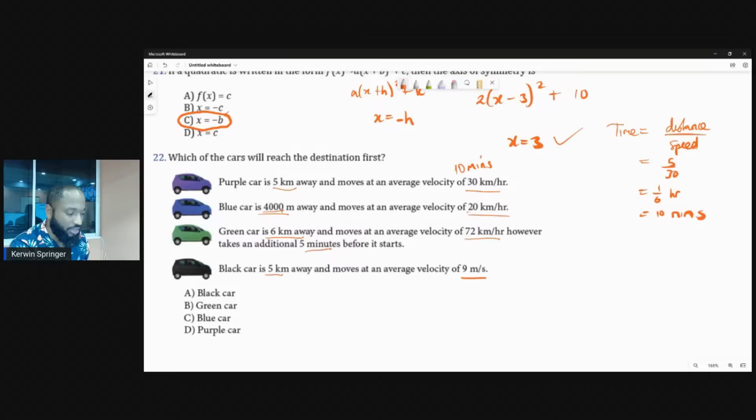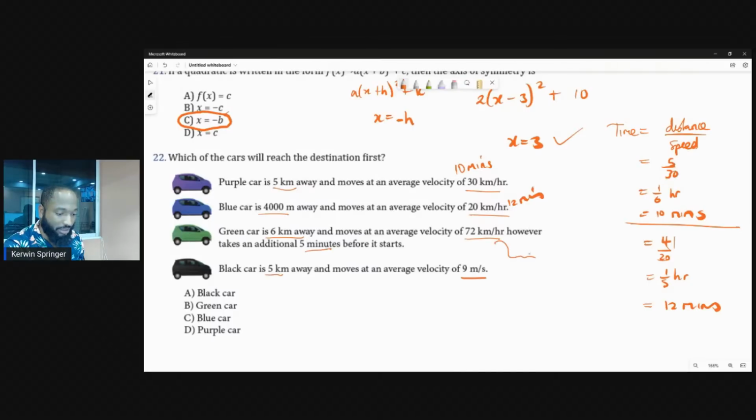4,000 meters away, 20 kilometers per hour. Same thing. Next one. Time is distance over speed. So it'll be 4 kilometers, because I'm changing it to kilometers so they can't catch me with that. 4 kilometers over 20 kilometers per hour. This is 1/5 of an hour. 1/5 of an hour is how much? 12 minutes. So you're too slow already, bro. 12 minutes. Green car is 6 kilometers and moves 72 kilometers per hour. However, it takes an additional 5 minutes to start. How many times?